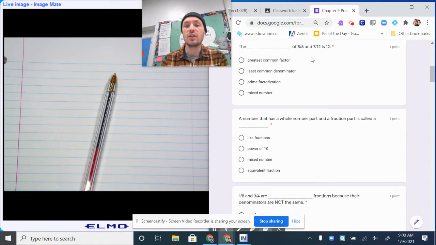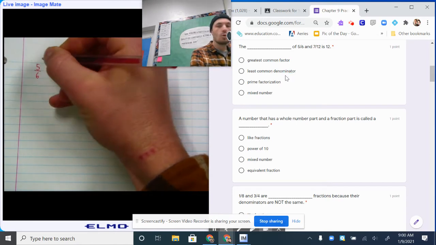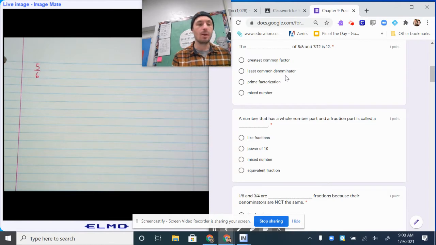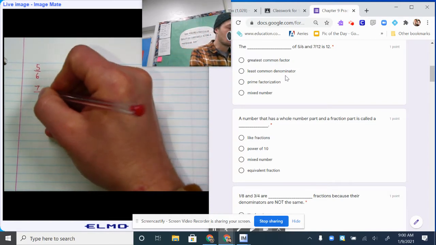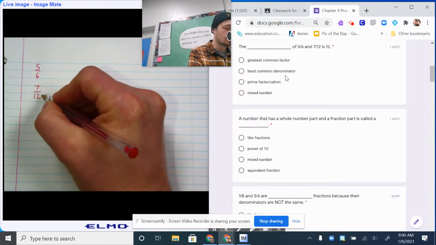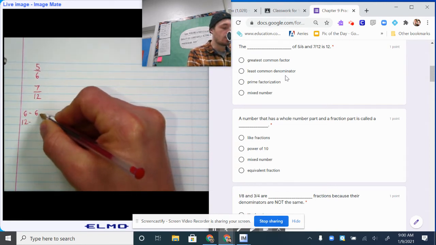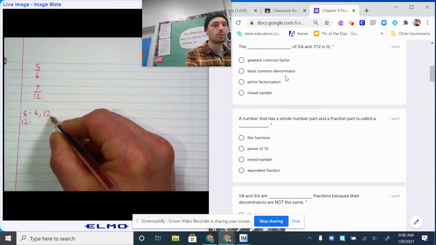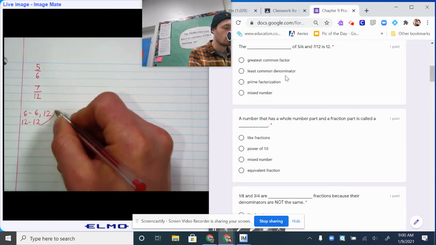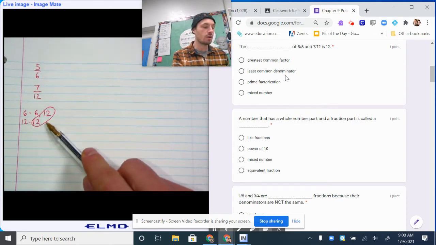Next, the blank of 5/6 and 7/12 is 12. It's the least common denominator. Even though this is a vocabulary question, I'm still going to put something on my scratch paper here. Why is the least common denominator of 5/6 and 7/12 12? Because if we list the multiples for the denominators 6 and 12, that means we count by 6s and we count by 12s. 6, 12. The second multiple of 6 is 12, and the first multiple of 12 is 12, which shows that the least common multiple, the smallest multiple that 6 and 12 share in common, is 12.